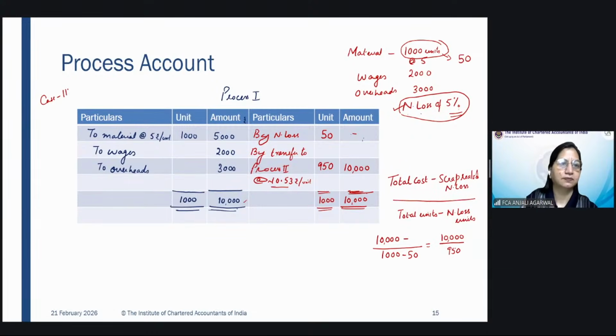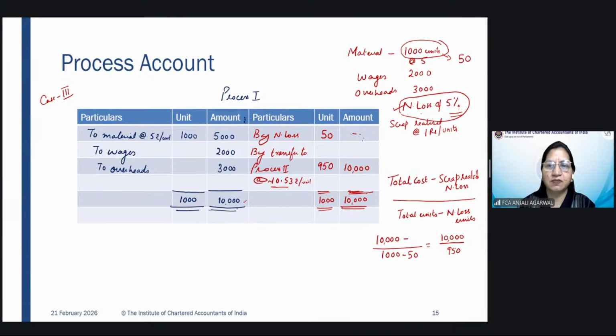Case 3. Normal loss is 5% and scrap can be realized for 1 rupee per unit. Before I continue, remember that in the previous question, we had only prepared the process account. We have not prepared the normal loss account.